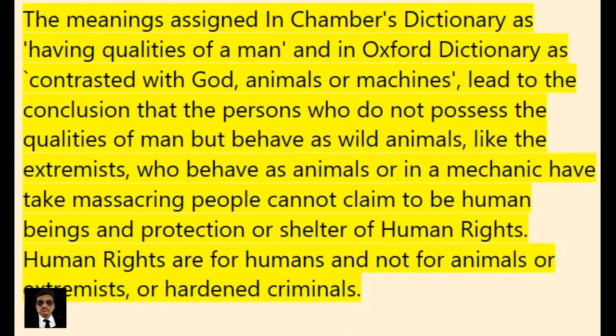The meanings assigned in Chambers' Dictionary as having qualities of a man, and in the Oxford Dictionary as contrasted with God, animals or machines, lead to the conclusion that persons who do not possess the qualities of man but behave as wild animals, like the extremists, who behave as animals or in a mechanical way, massacring people, cannot claim to be human beings and the protection or shelter of human rights. Human rights are for humans and not for animals or extremists or hardened criminals.